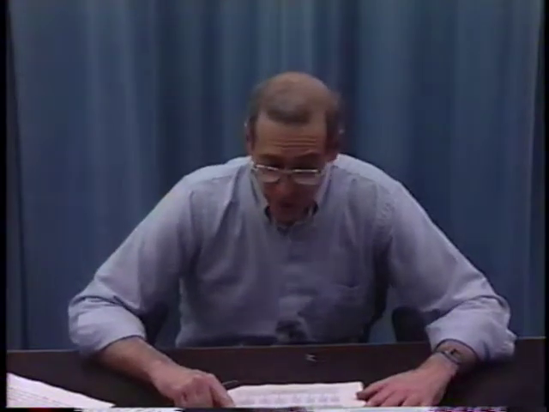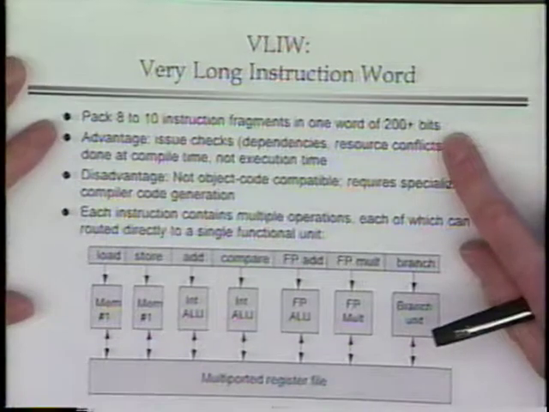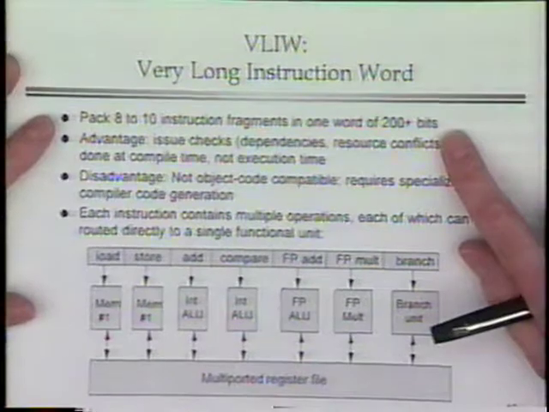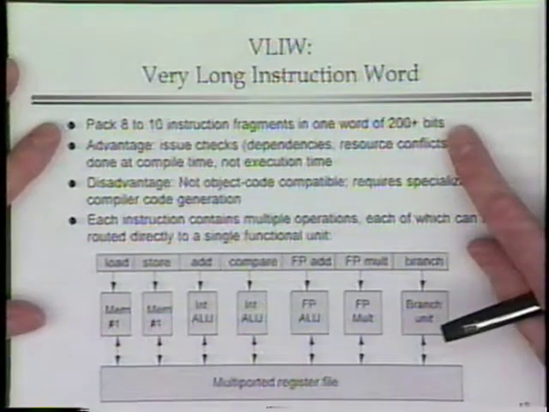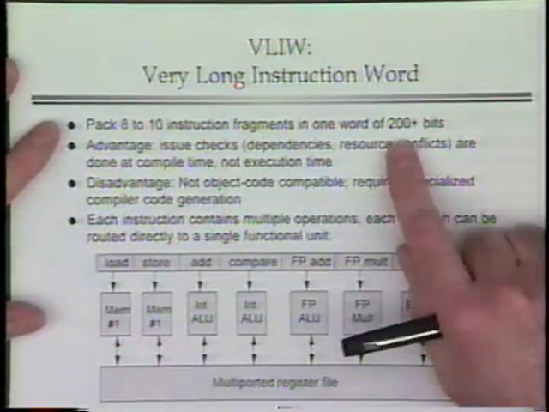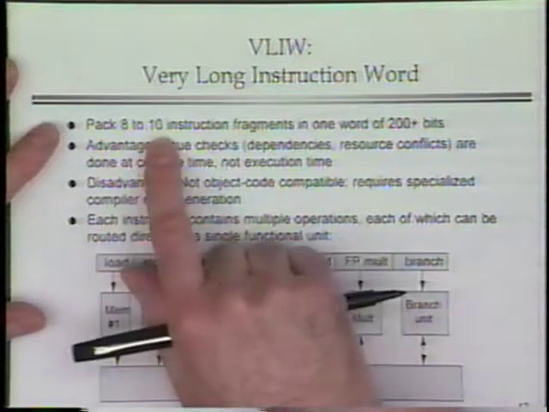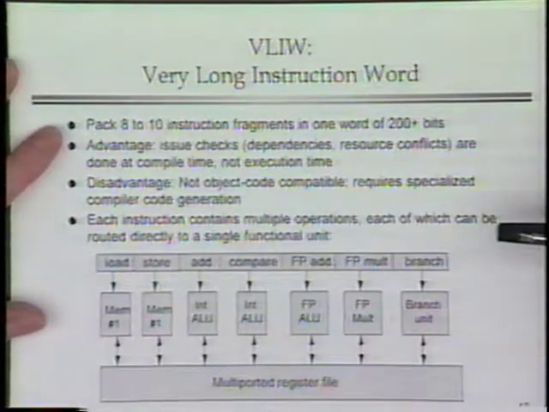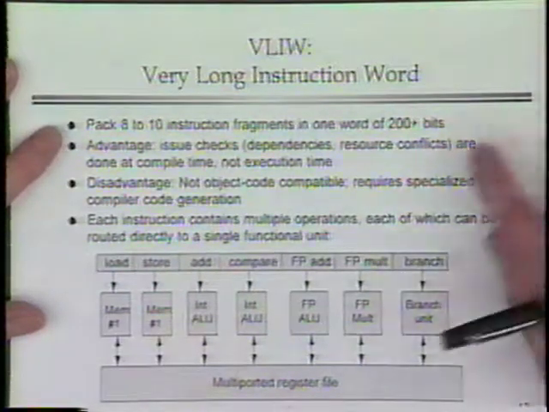But let's first look at VLIW, this very long instruction word. Well, I said make the instruction big, and in fact you can make instructions 200 bits or more. In fact, I'll give one example of a machine which had 1,000 bits in an instruction. But if you have 200 bits, then you can pack, let's say, 8 or 10 RISC-like instructions into each one of these words.